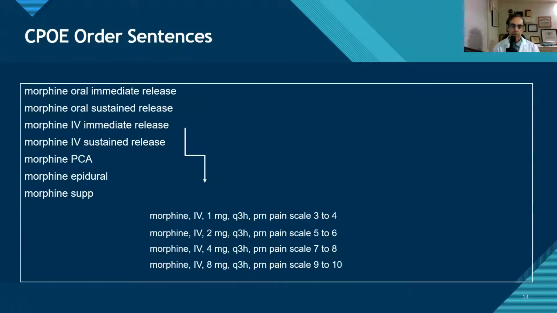And here's an example of how we're starting to build order sentences, and we have different morphine products, and within the IV immediate release, you can have specially built order sentences that might follow the way that you prescribe medications at your institution.